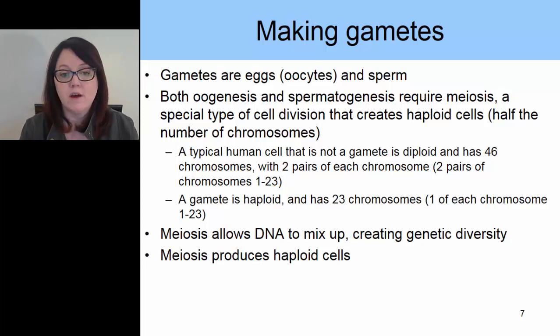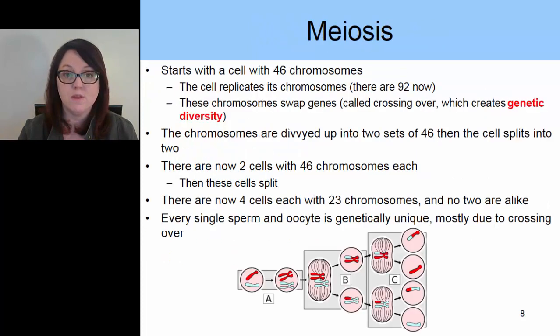Meiosis also allows DNA to be mixed up. So during the process of meiosis, we're going to kind of scramble up the DNA a little bit. And this creates genetic diversity, and this is important for evolution. We don't want every single human to be exactly the same. If we were all exactly the same and a virus should evolve that can kill humans, then we will all die, right? So we do need genetic diversity for the survival of the species. So meiosis does create genetic diversity, and it also creates those haploid cells.